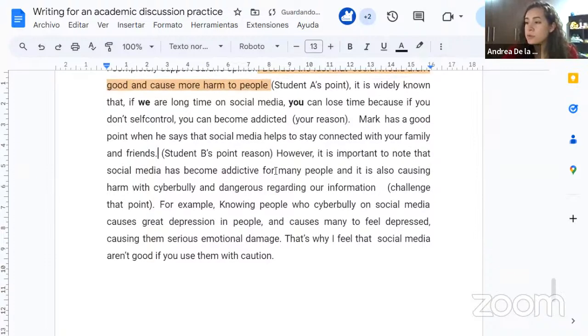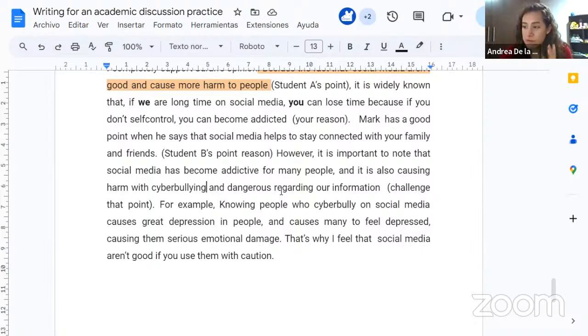However, it's important to note that social media has become addictive for many people, and it is also causing harm with cyberbullying, right? And dangers regarding our information. Okay, I like this, Maria Renee. To be honest, I like it.